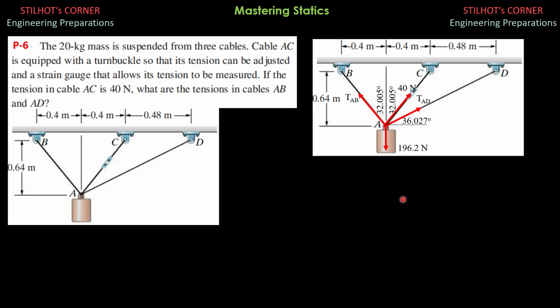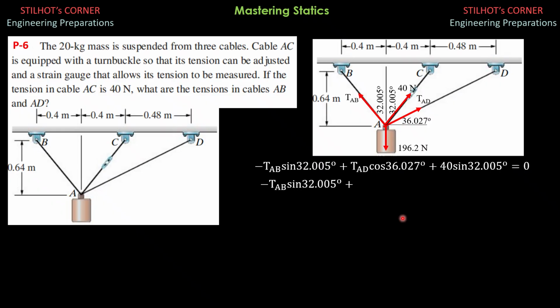So summation of forces in x equals 0. We have negative TAB sine 32.005 degrees plus TAD cosine 36.027 degrees plus 40 sine 32.005 degrees equals 0. Simplifying, negative TAB sine 32.005 degrees plus tension AD cosine 36.027 degrees equals negative 21.20. Equation 1.